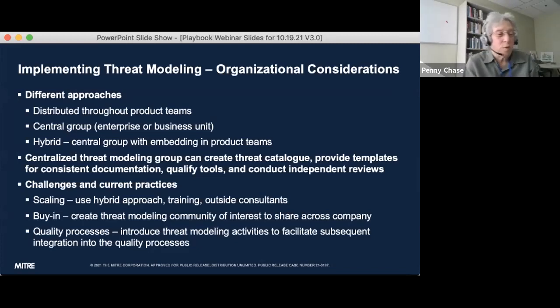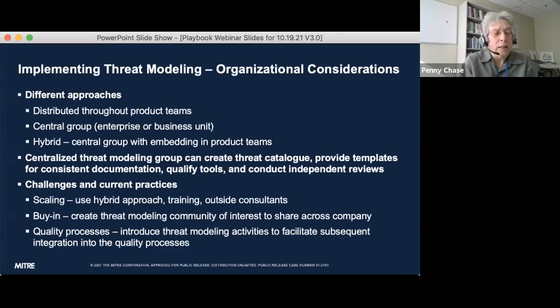So some of the approaches to try and deal with that, again, is to use this hybrid approach where you have some experts who share their expertise throughout the organization, develop training programs, or bring in outside consultants, especially when you're just starting up. Then there's buy-in and adoption and mutual self-help. Some of the organizations we talked to suggested it's valuable to create a threat modeling community of interest, to share experiences across the company and help get all parts of the company to buy into adopting threat modeling.